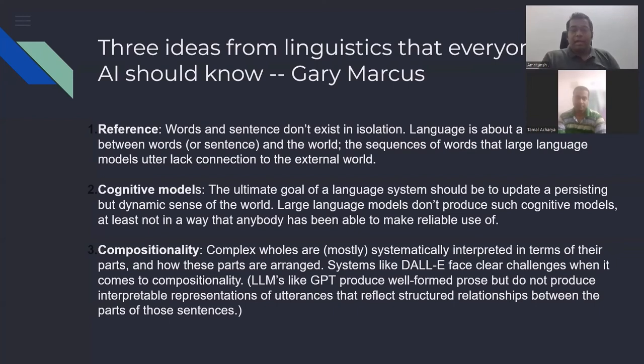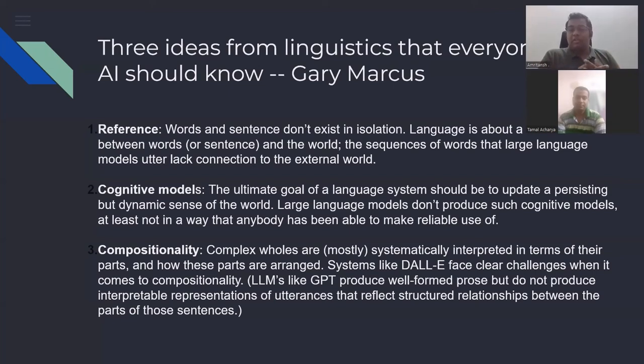Then cognitive models: the ultimate goal of a language system is to be updated, persisting, but with a dynamic sense of the word. So if new words come, it does not mean I have to relearn the whole thing. It is just an add-on to the existing thing that we already know. And compositionality means whole sentences or whatever you are interpreting are parts of the existing system or existing language that are built.